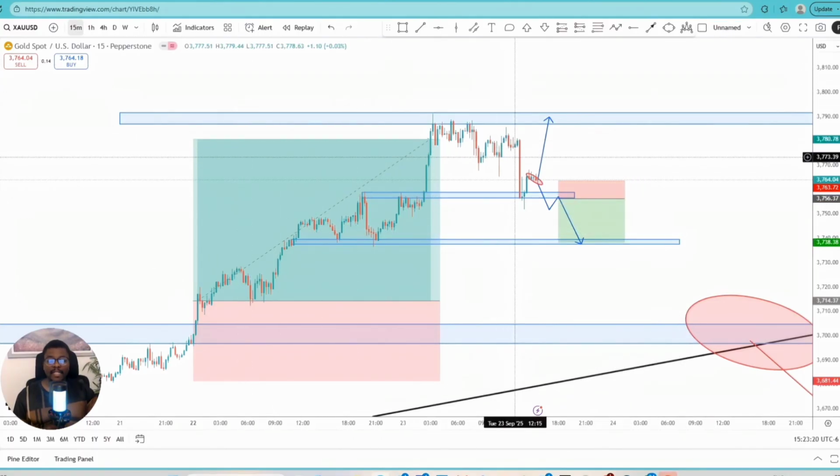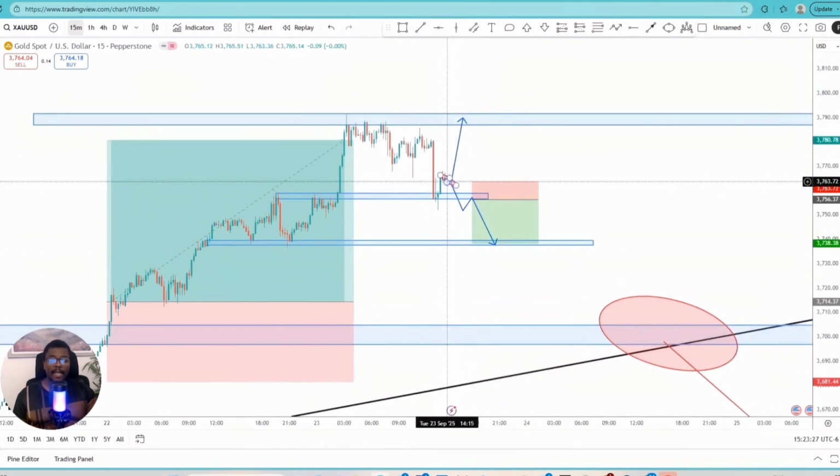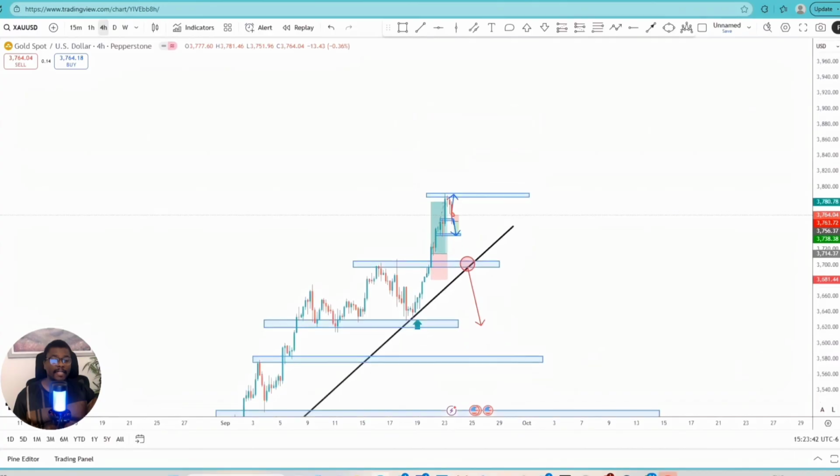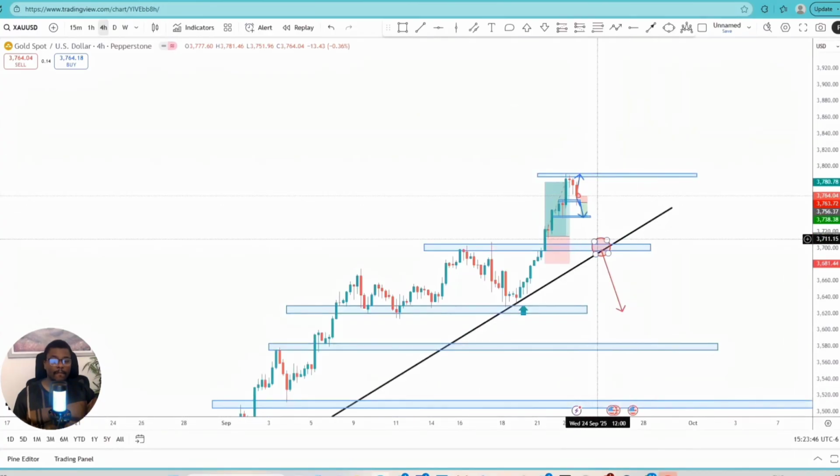This is my analysis for gold. Several opportunities that you can capitalize on, whether as a swing trader or a day trader. For me, if gold continues to retrace to the downside, I will be patient. I'm not going to take any sell trade on gold. And if gold gets all the way down into this zone here around the 3700 area, then I'll be looking for a buy opportunity there. And that will be on the higher time frame, like the 4-hour time frame.